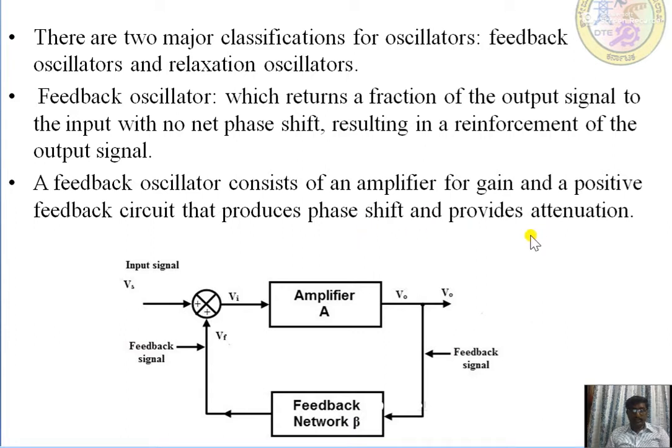This is a simple block diagram of an oscillator with the amplifier here. The input signal Vs is the input to the amplifier A, and the output V0 is fed back to the feedback network, that is beta, and the voltage we get from this feedback network is Vf. This block acts as a mixer, adding Vs as well as Vf, and we get Vi, and V0 is the output. The signal from the feedback network acts as the feedback signal to this mixer.